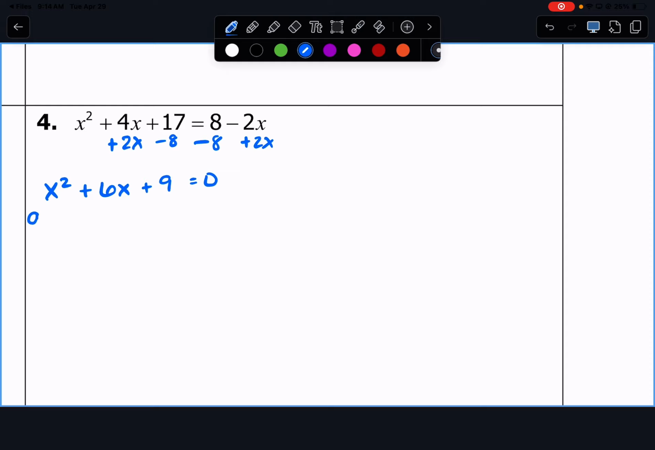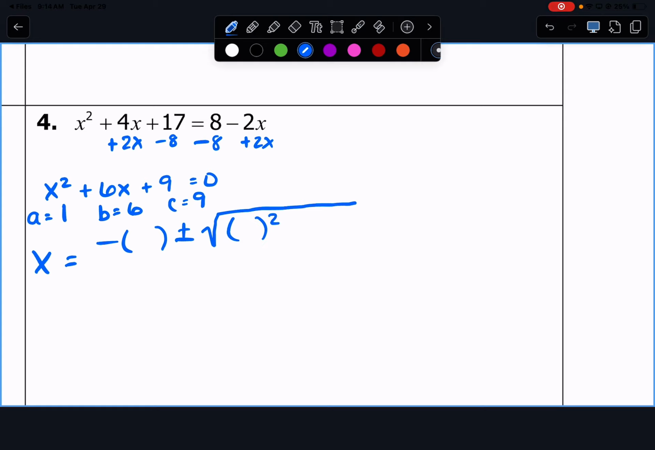Okay. Now we do A equals, B equals, C equals. Perfect. Now set it up. X is equal to negative b plus or minus the square root of. How do you know this one? B squared minus.